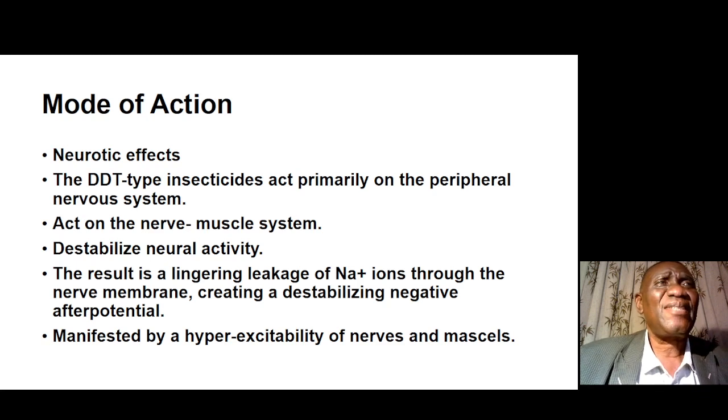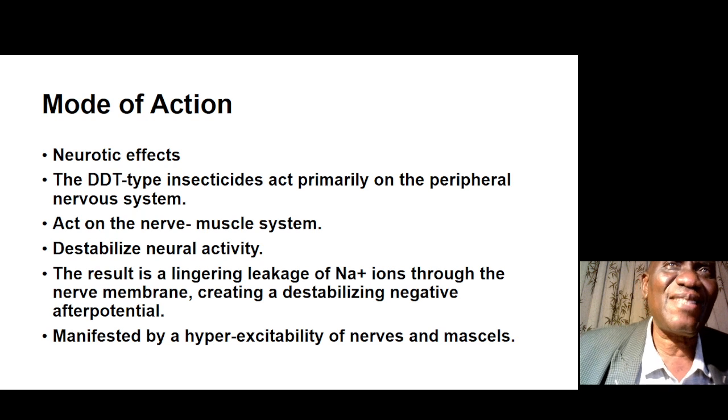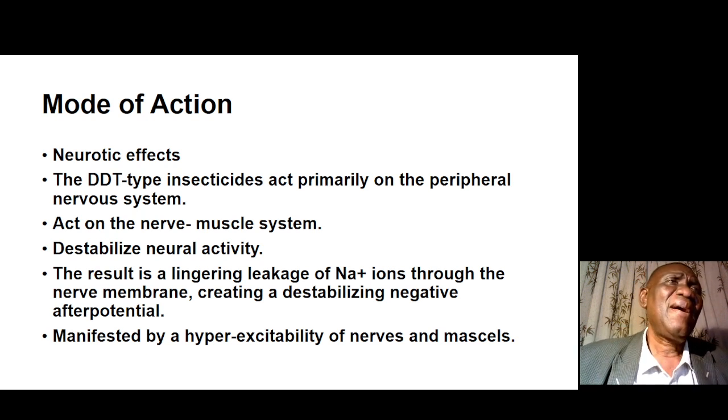Mode of action, they cause neurotoxic effects. They're going to affect the nervous system. The DDT type insecticides act primarily on the peripheral nervous system. They act on the nerve muscle system. They destabilize neural activity. Sometimes you can have leakage of sodium ions through the nerve membrane, destabilizing the negative after-potential, which is the language which is used to describe the transmission of a signal.